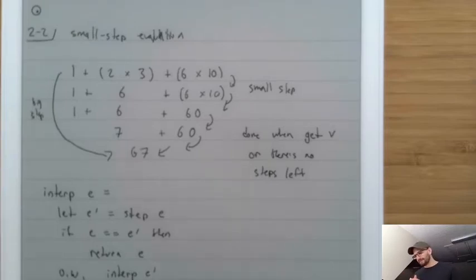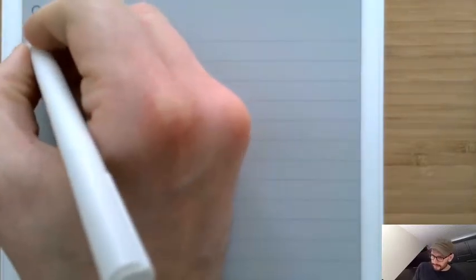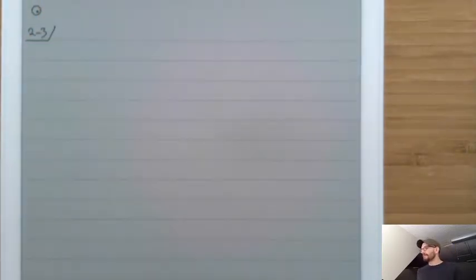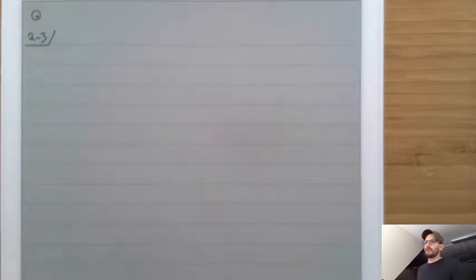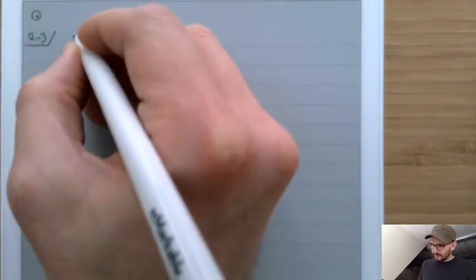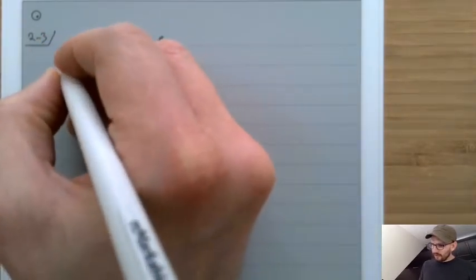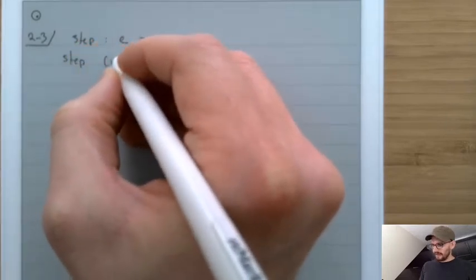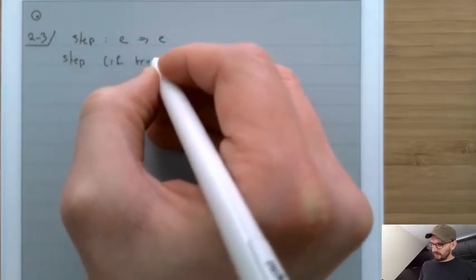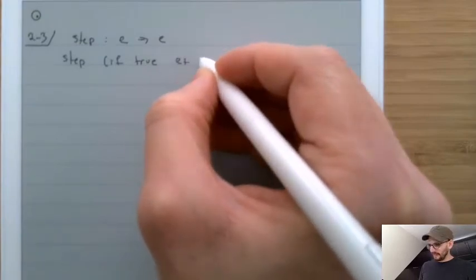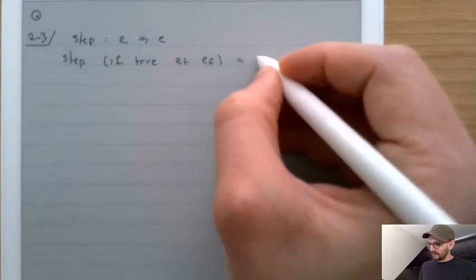We can build a small step interpreter for our language, J1. Let's do it. So we have rules like the following. So we have a step function, and step takes an e and returns an e. And when you call step with if true et ef, then it returns et.